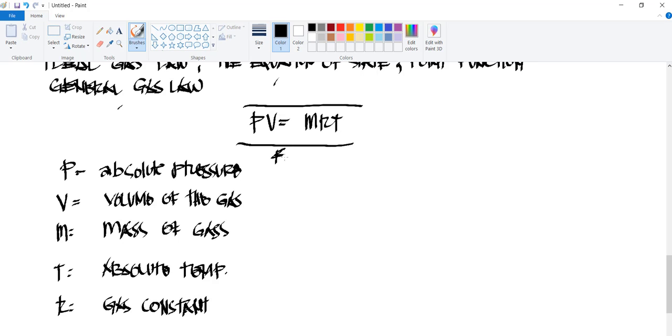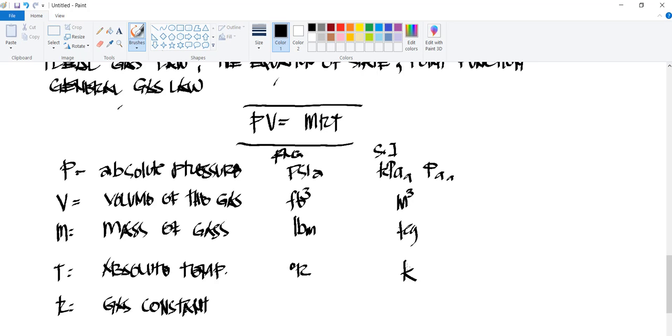Now for the units in English, the absolute pressure will be psia. In SI, it will be either kPa absolute or Pa absolute. The volume of the gas would be cubic feet, and cubic meter in SI. Mass will be pound mass, and in SI, kilogram mass. Absolute temperature will be degree Rankine, and Kelvin. The R constant will be foot pound force divided by pound mass degree Rankine, and in SI it will be kilojoule per kilogram Kelvin.